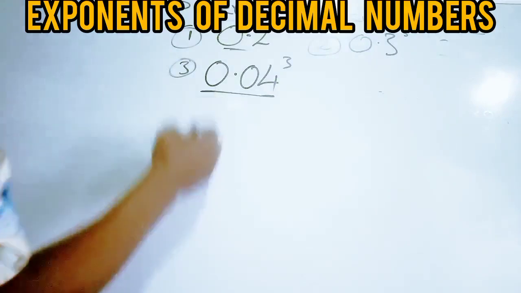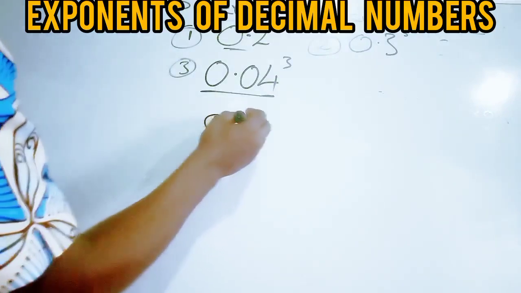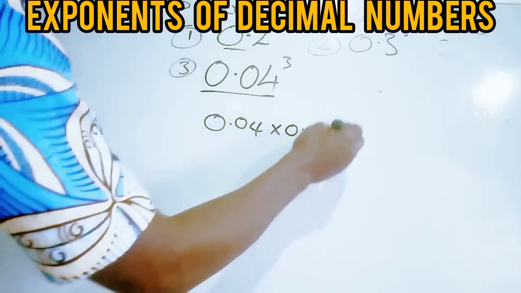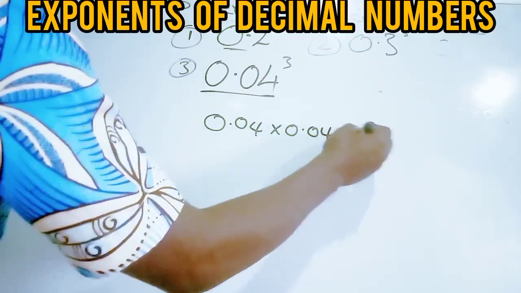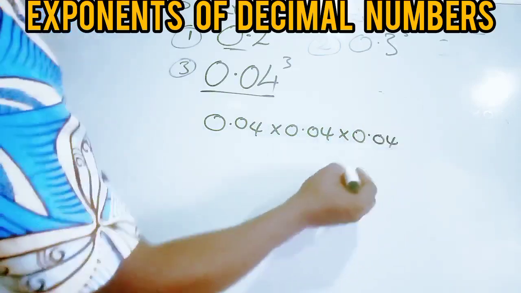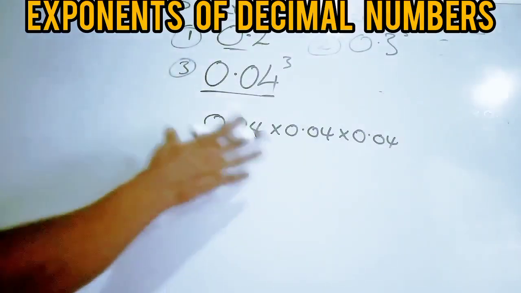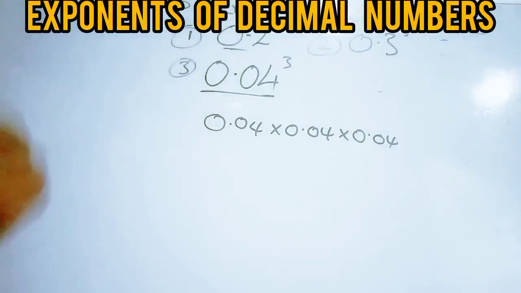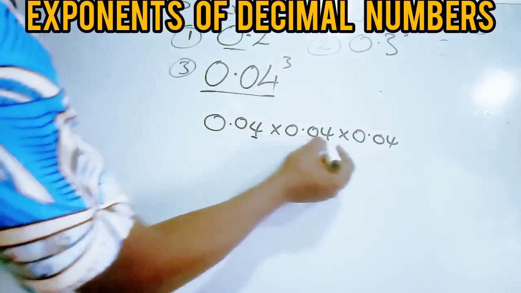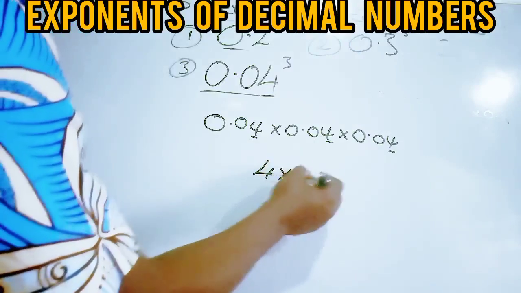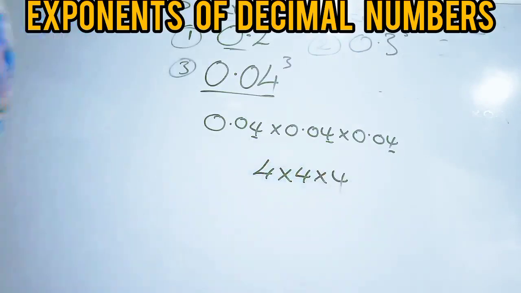So I will expand it first as 0.04 times 0.04 times 0.04. What did we say we will do after this? We are going to take the real values and multiply them. So the real values are 4, 4, and another 4. So I will be having 4 times 4 times another 4.